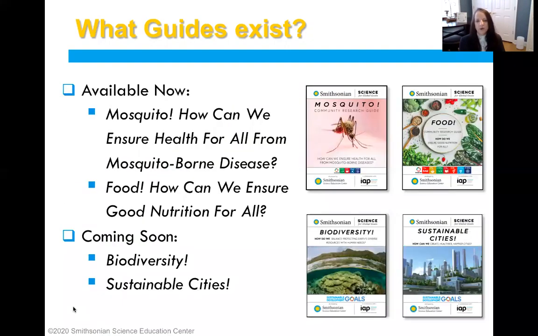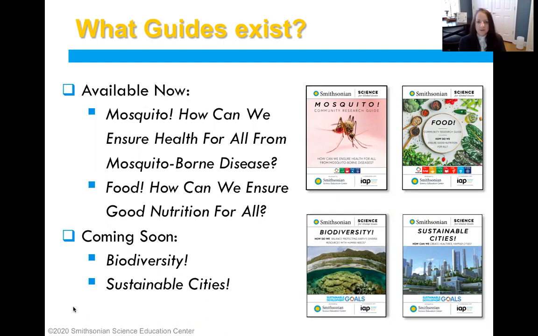So what guides currently exist within the Smithsonian Science for Education project? Currently available, our first guide, developed in collaboration with the InterAcademy Partnership, is called Mosquito: How Can We Ensure Health for All from Mosquito-Borne Diseases? Because over 1 million people die from malaria alone a year, it's really important that students understand the science behind mosquito-borne diseases and can make a difference in protecting themselves and others.